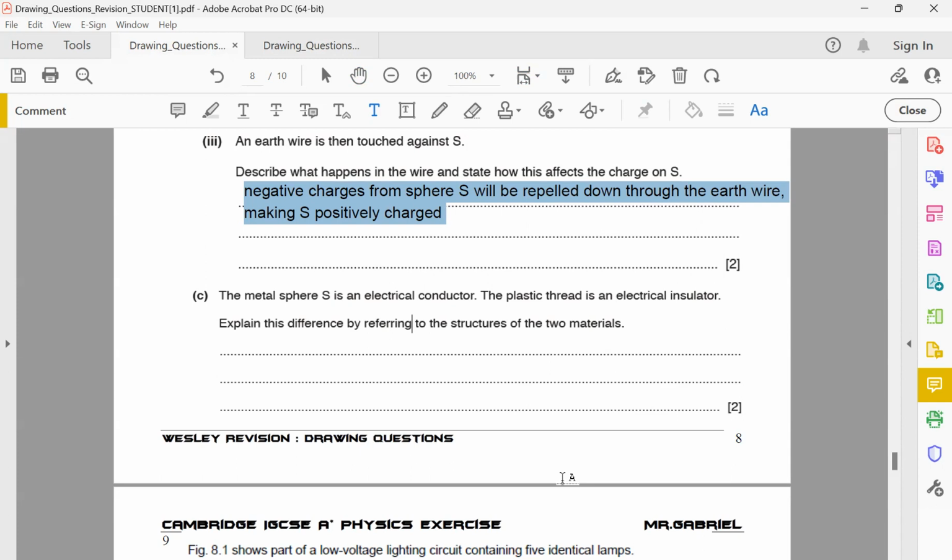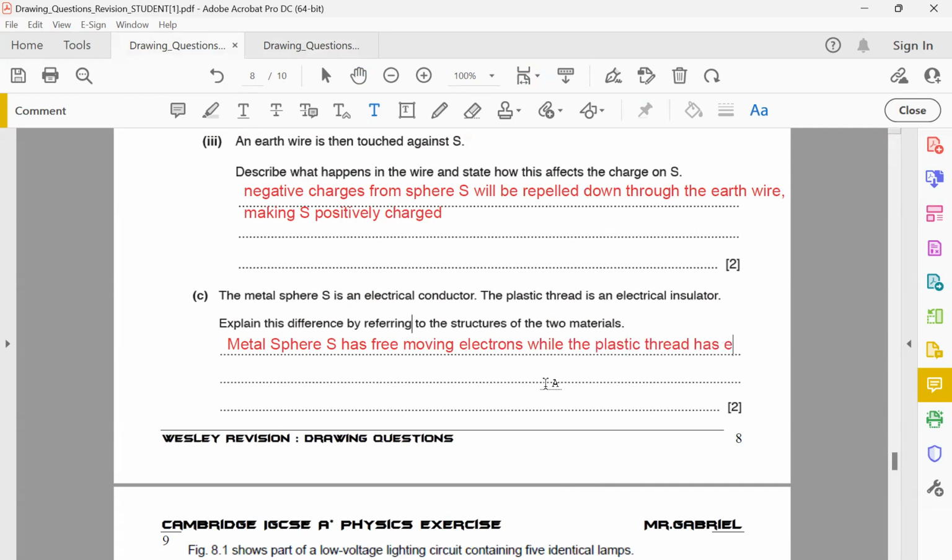Oh, yes. What's the main factor that affects whether it's an insulator or a conductor? Yeah, it has to be free moving electrons. You're going to say that metal sphere S has free moving electrons, while the plastic thread has electrons embedded. You say it's not free moving. If you don't write embedded, you just say that it does not have free moving electrons. It's the same thing.